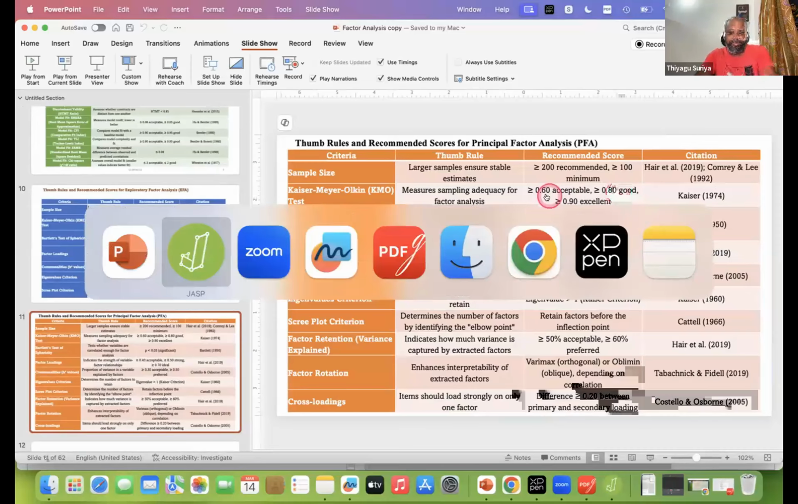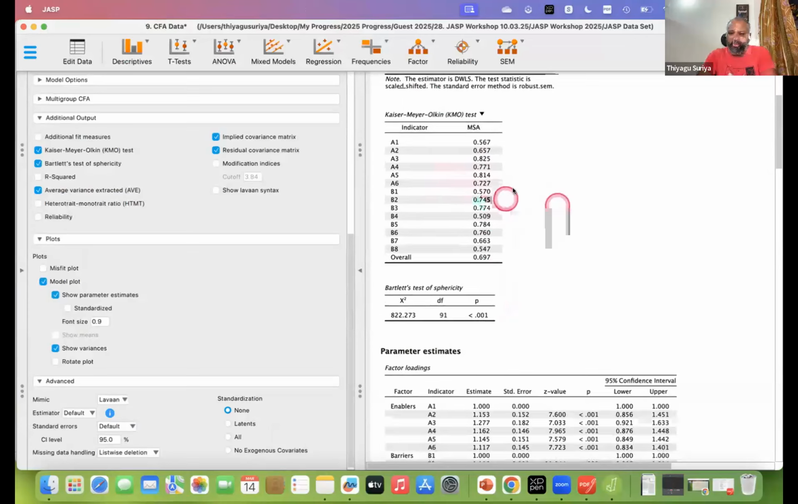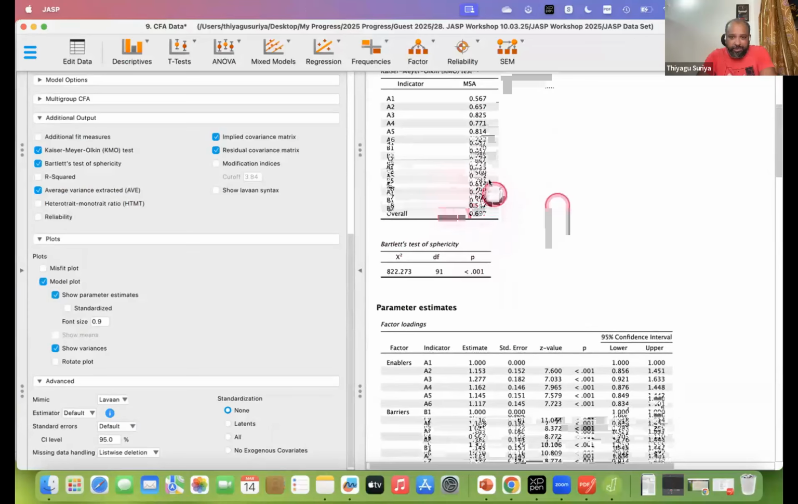In this case, item A1 is very low. All other items are very good, 0.6 and above, except that item. Even though it's satisfying the chi-square test, don't worry about this. P8 also, sir? Yeah, this is also low. P4 also, P4 and B8.